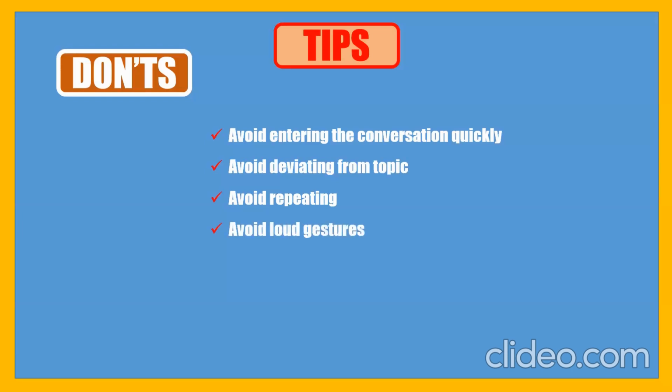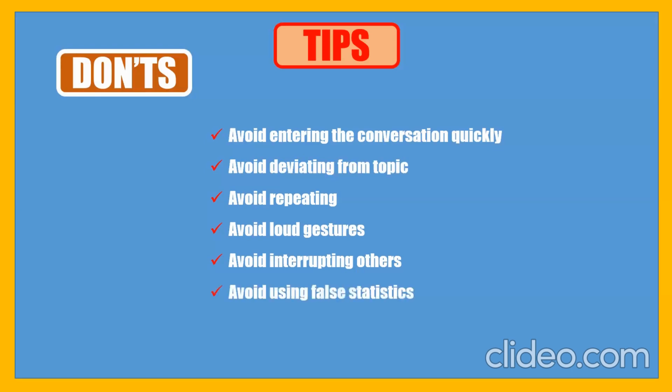We should also avoid loud gestures because we are in a group and we are facing each other, so loud gestures are not required. And of course, we should avoid interrupting others. When a person is speaking, we should not interrupt in between. Rather, we should wait for the pauses the person takes between ideas or sentences, and then enter the discussion. We should also avoid using false statistics, as I told you before, because in a factual group discussion, false statistics could go against you and you might be rejected by the evaluators.